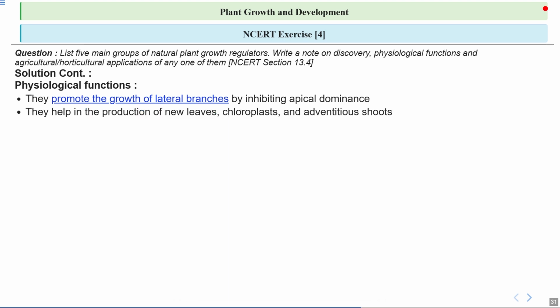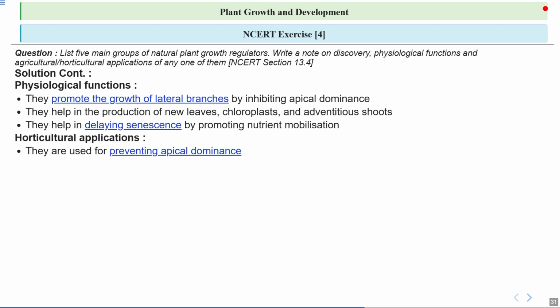They also help in the production of new leaves, chloroplasts, and adventitious shoots. They help in delaying senescence by promoting nutrient mobilization. They do have an important role in senescence. They delay senescence, and how do they do it? By improving nutrient mobilization.